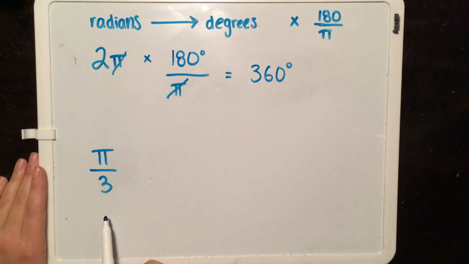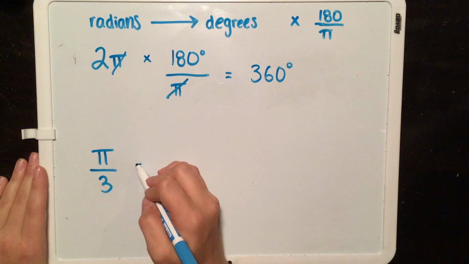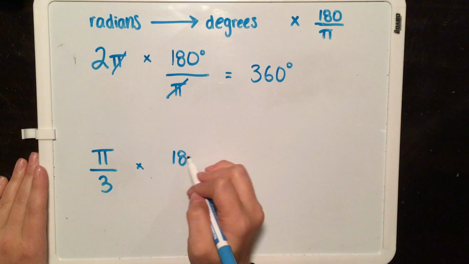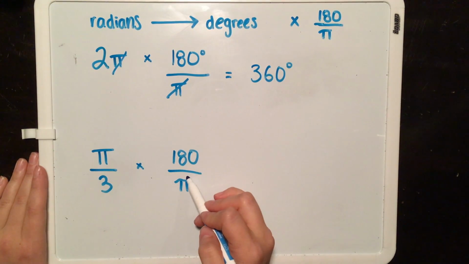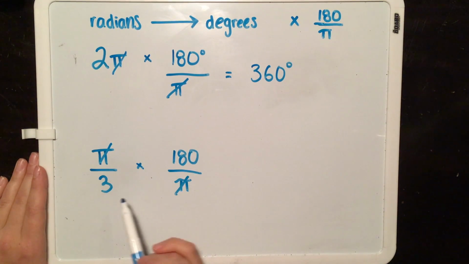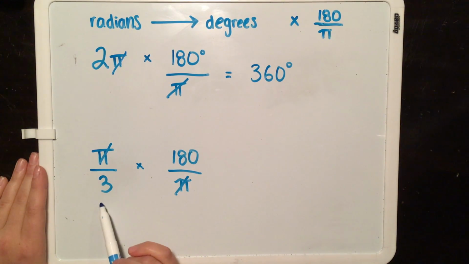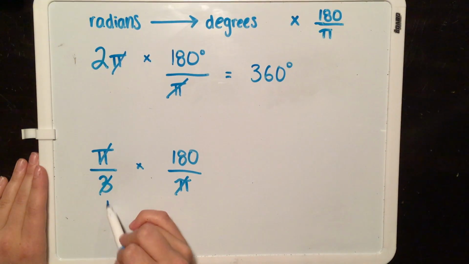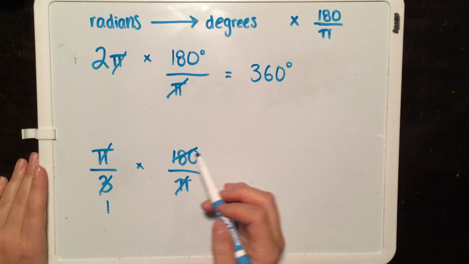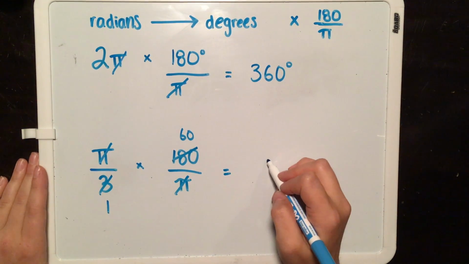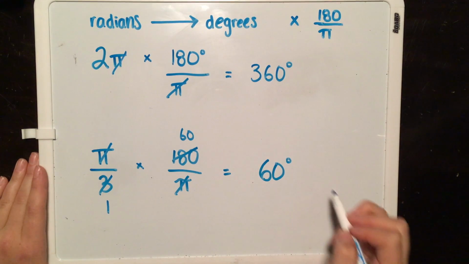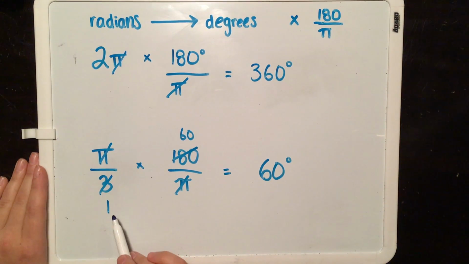Now let's try converting pi over 3 into degrees. Multiply by 180 over pi. With a little reducing, the pi's can cancel, and both these terms are divisible by 3. And 180 divided by 3 is just 60. So our answer is 60 degrees, which is equivalent to pi over 3 radians.